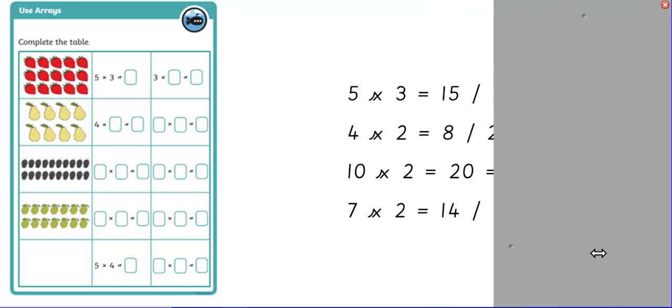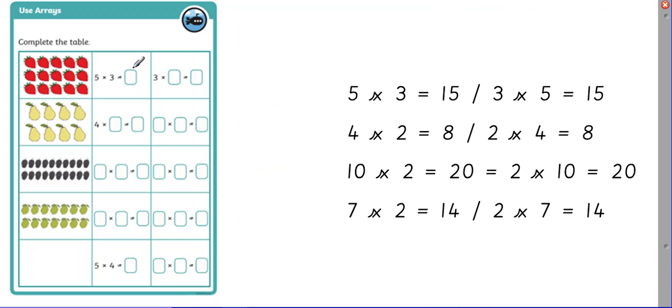Okay then, let's have a look. So the first question then, you've got 5 times 3 equals 15, and then 3 times 5 equals 15. For number 2, you've got 4 times by 2 is 8, or 2 times by 4 is also 8. Your next one, you've got 10 times by 2 is 20, or 2 times by 10 is 20. And then your last one, you've got 2 times 7 is 14, or 7 times 2 is 14, or 2 times 7, which is also 14.